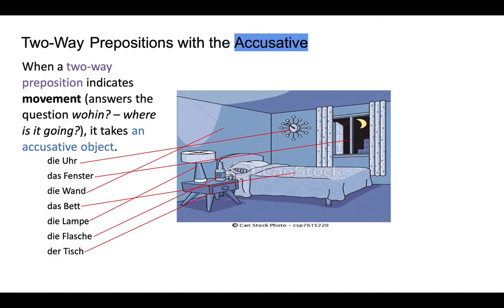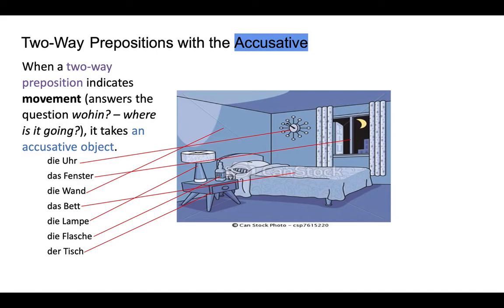To use two-way prepositions with the accusative, you have to think about it in a slightly different way. When a two-way preposition indicates movement and answers the question wohin, that is, where is something going, it takes an accusative object. If you remember in German 1, you learned how to ask somebody, woher kommst du? Where are you from? Wohin, to where, is the opposite of that question word, woher.